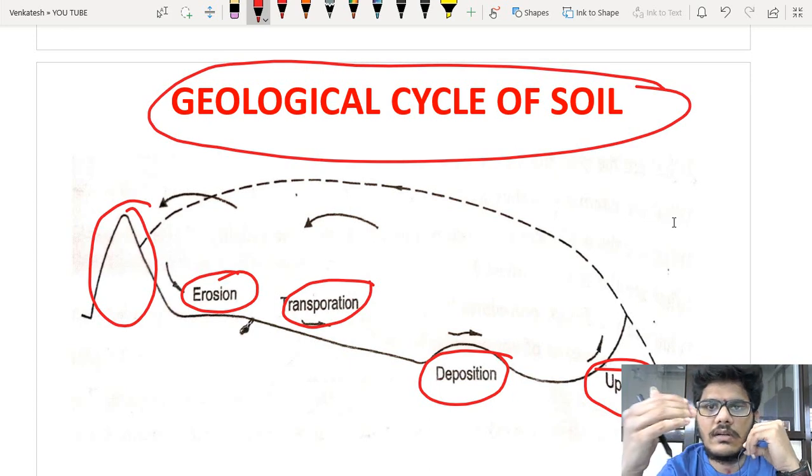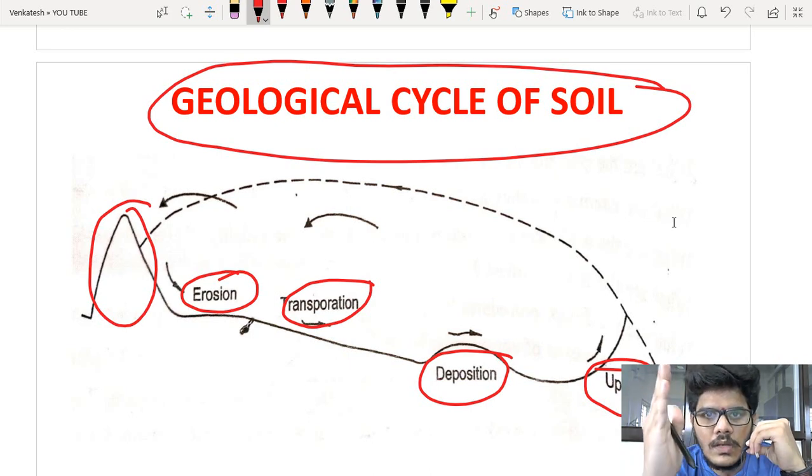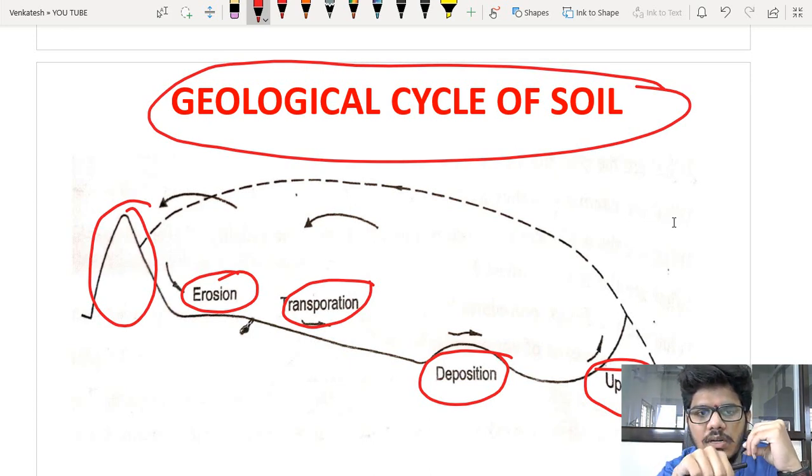So here the segments that are present in this geological cycle are weathering, erosion, transportation, deposition, upheaval. So this is important. You may expect one question like what are the segments that are present in the geological cycle of the soil. So this is about the origin of soils.